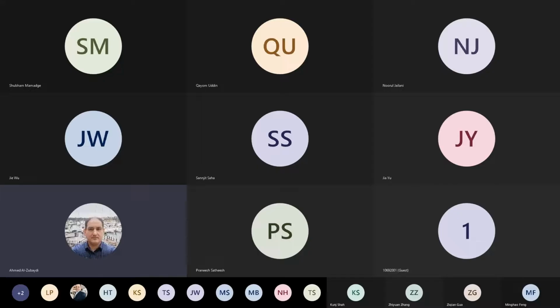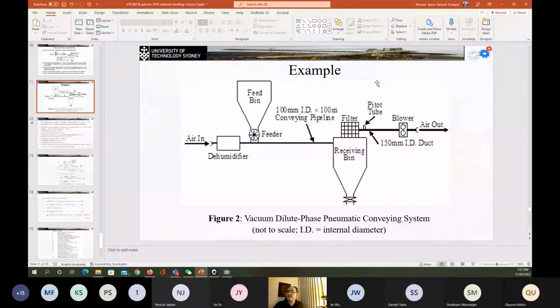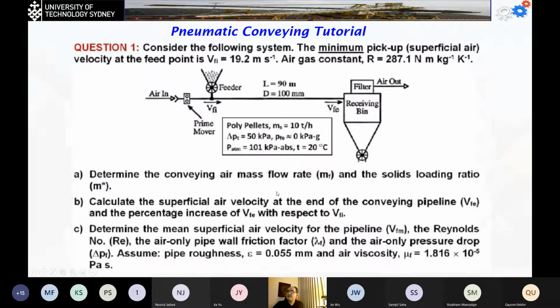In this part, we're going to discuss the assignment, the example we have for the pneumatic conveying system. These are some of the examples, which are going to be similar in many cases, like the final exam or, for example, the assignment.